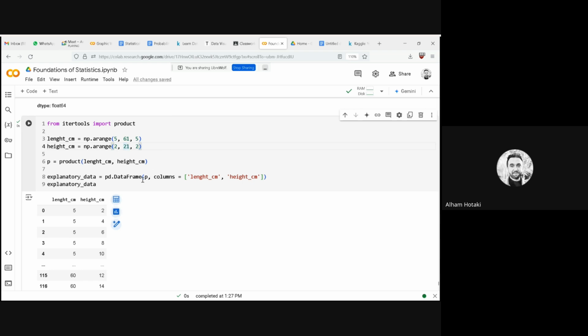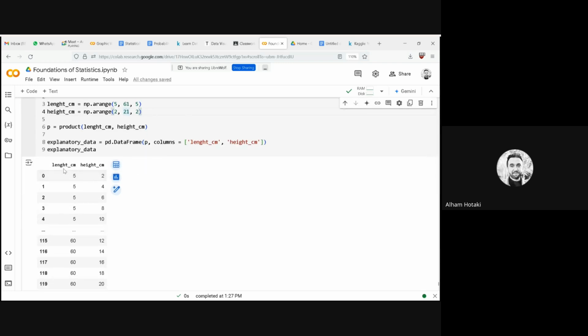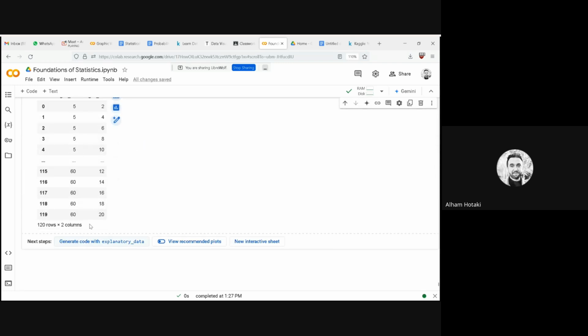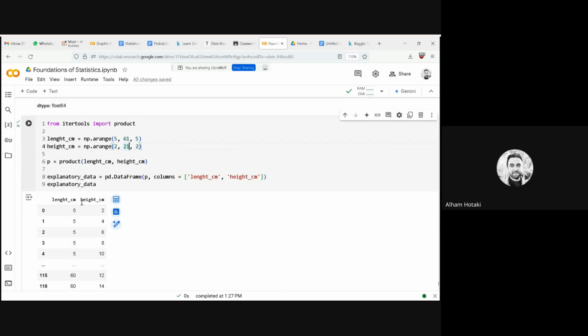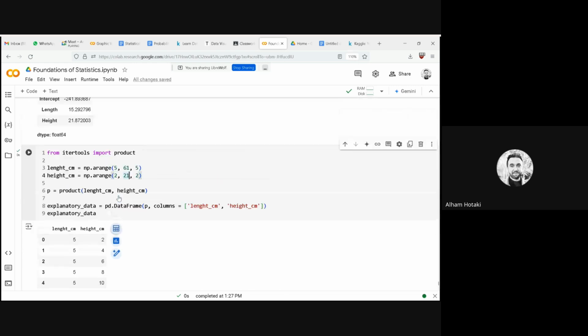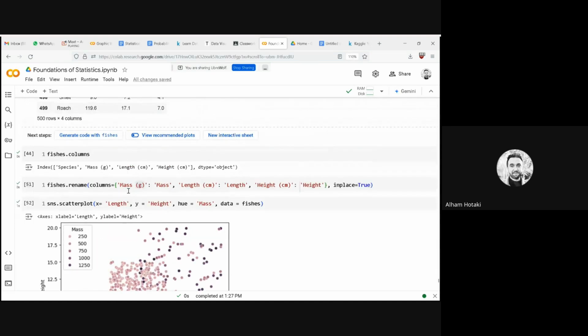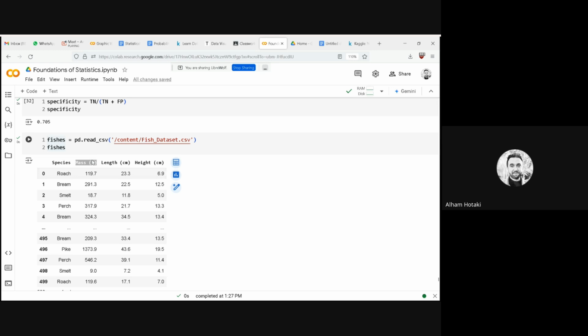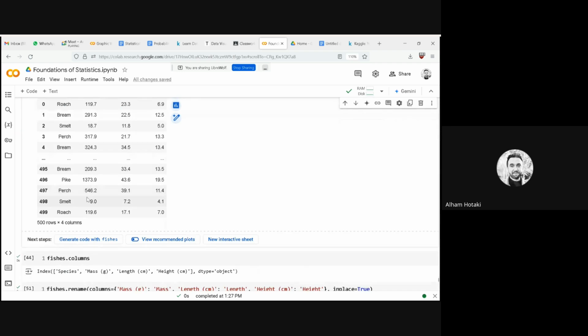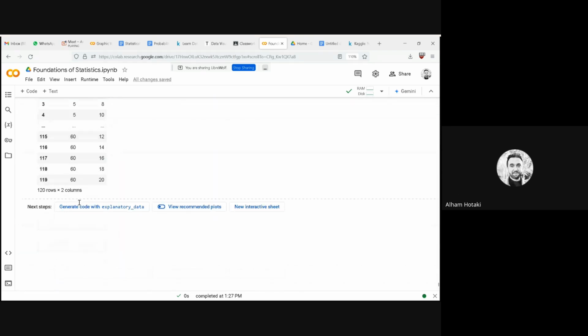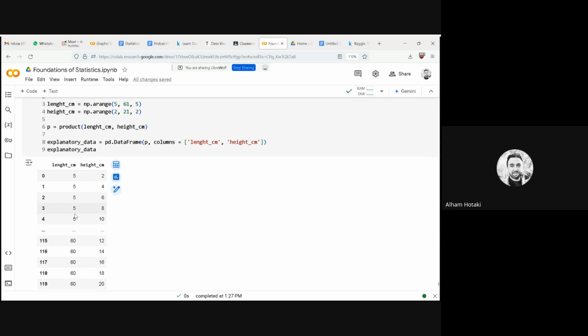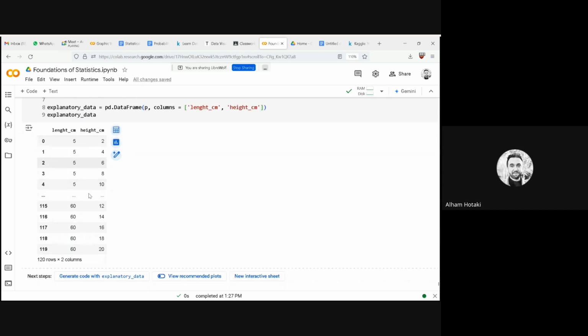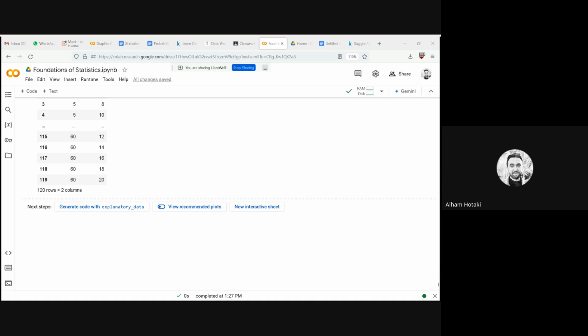Now we generated a data frame. This is just a random data frame that we have generated, with a length and a height, and we don't have the mass here. Based on these two numbers, previously we had only length, and based on length we predicted some mass. Now we want to predict the mass of the fishes based on both of them.